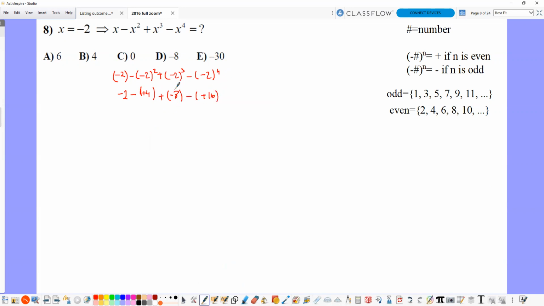Okay, with respect to this one, -2, minus and plus, you know that is minus, so which is -4, plus and minus, you know that is minus, so it's going to be -8, and minus and plus, it's going to be minus, so this is -16. Which is equal to -2 -8, -10, -4 -16, -20, -30 is the answer going to be, which is E.